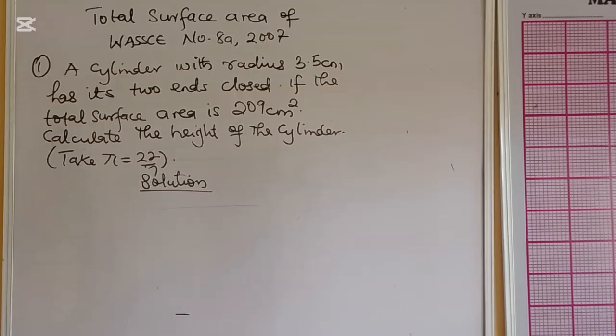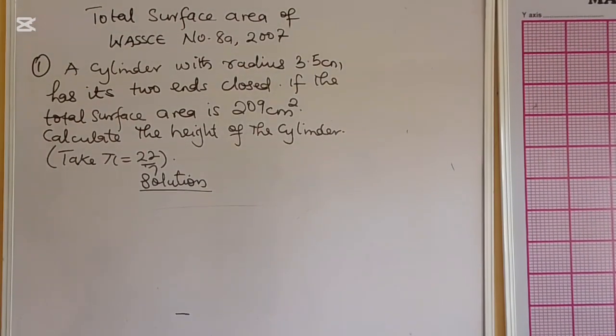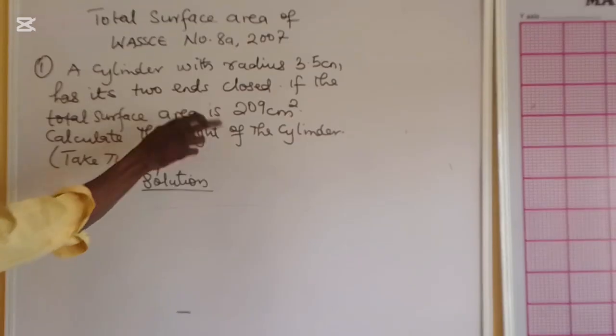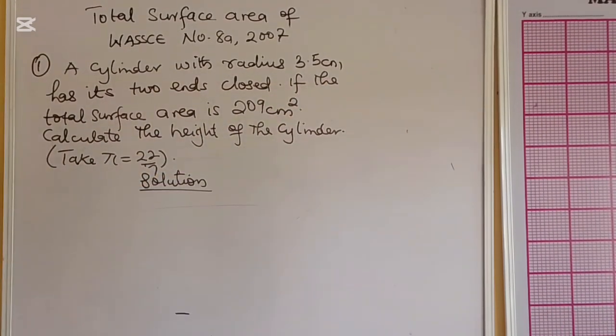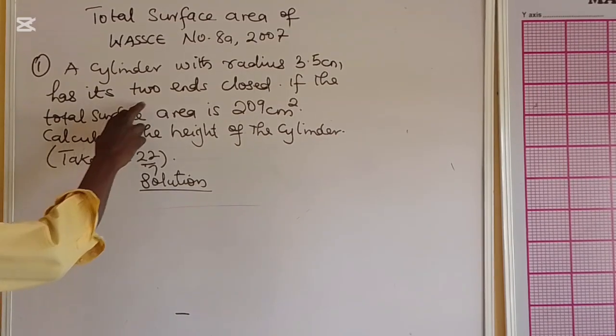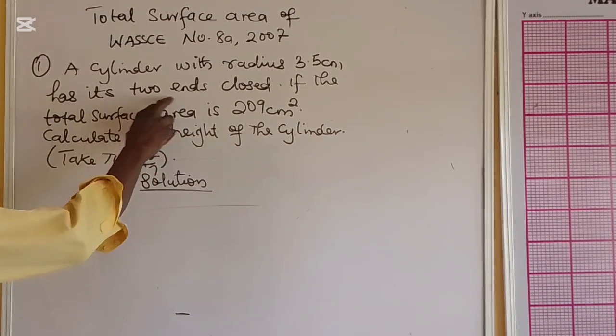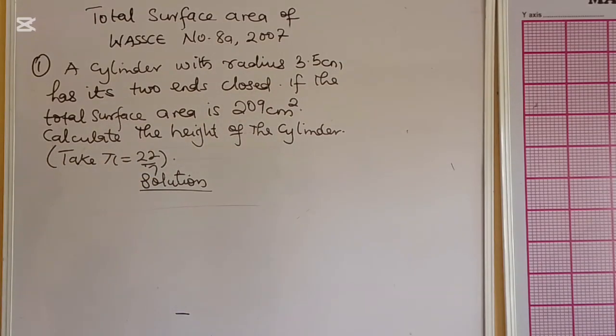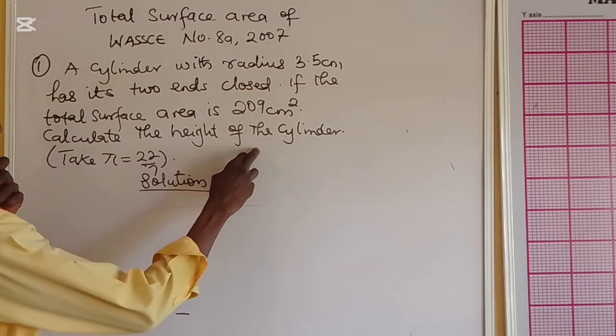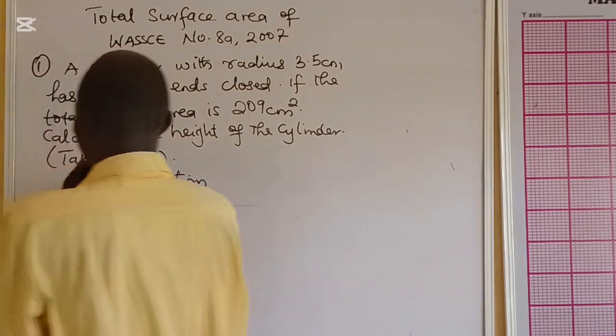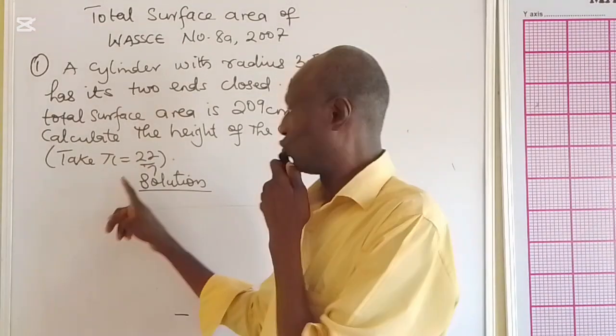Let's solve this board. The question on the board is WAEC question number 8a, 2007. A cylinder with radius 3.5 centimeters has its two ends closed. If the total surface area of the cylinder is 209 centimeters square, calculate the height of the cylinder. Taking pi to be 22/7.